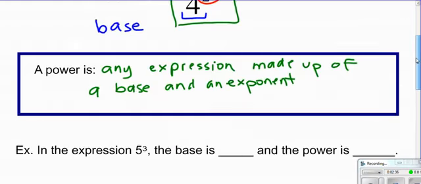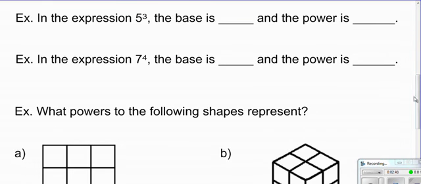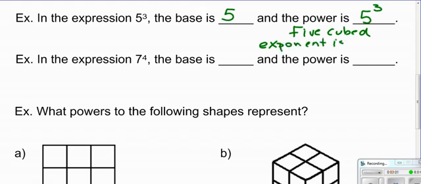So let's look at a couple examples. Here we have an expression 5 to the power of 3. In this case, the base is 5, and the power is 5 to the power 3, or we could say that it is 5 cubed, and the exponent is 3.